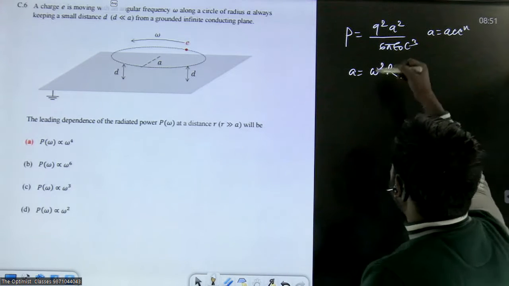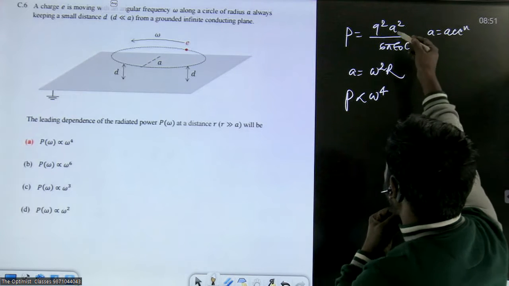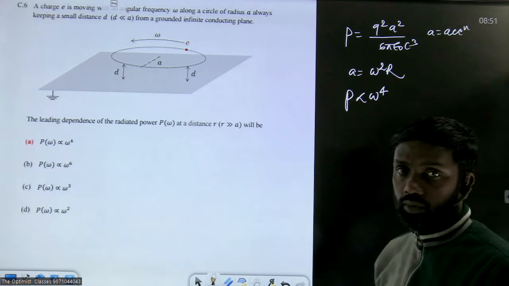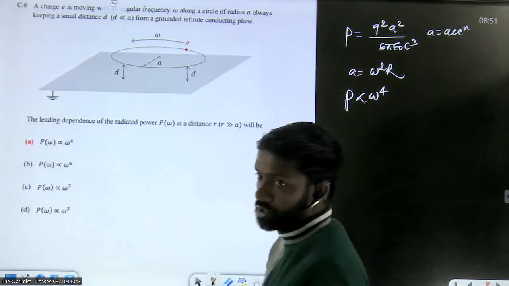So if you put this a over here, obviously P will be proportional to omega to the power 4, because omega square squared gives omega to the power 4. So that is quite straightforward. The correct answer will be option A.